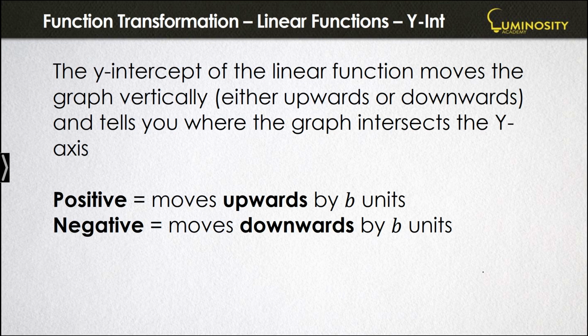Now, our y-intercept is going to determine where the graph is vertically. So it's going to move the graph either up or down, depending on whether our y-intercept is positive or negative. So if our y-intercept is positive, it'll move our graph upward by b units. And if our y-intercept is negative, it's going to move our graph downwards by b units.